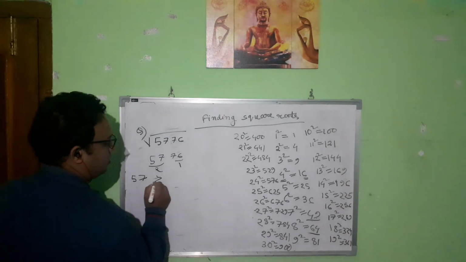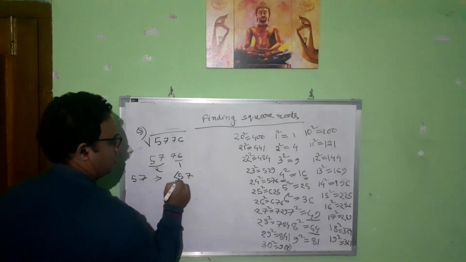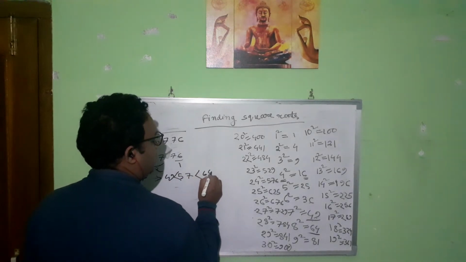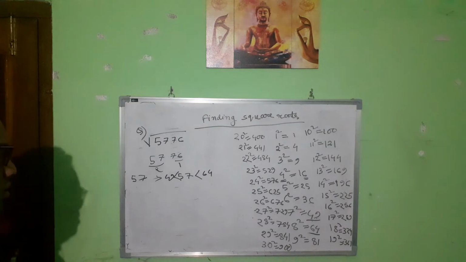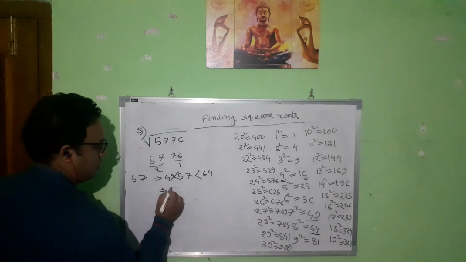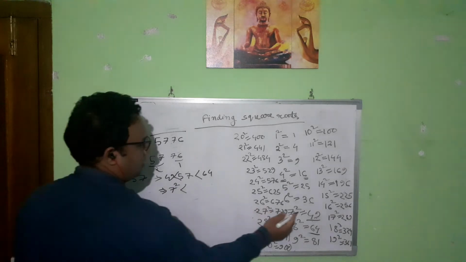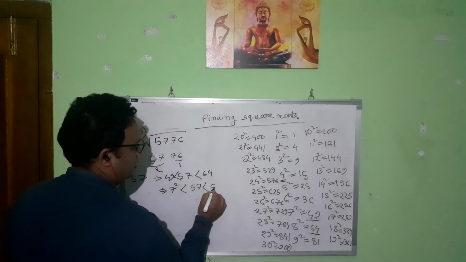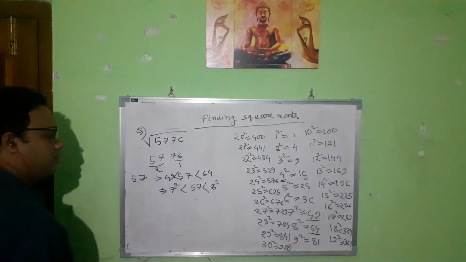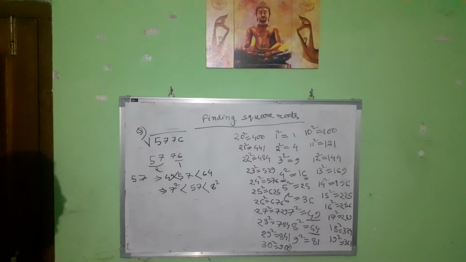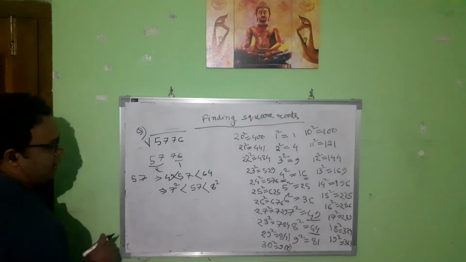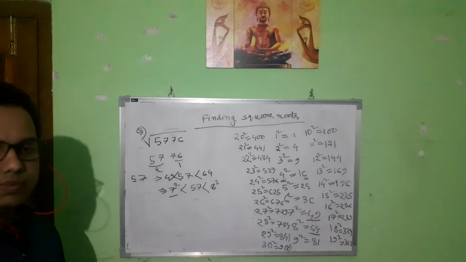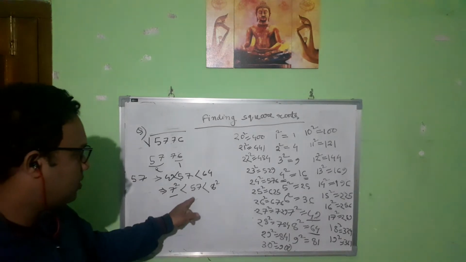So as you can see, 57 lies between 49 and 64, because 49 is the perfect square of 7, 7 square is equal to 49, and 64 is the perfect square of 8. So you can say that 57 lies between 7 square and 8 square, and from this I will find the number. I will take the number which is lesser than 57. So lesser than 57 is 7 square.